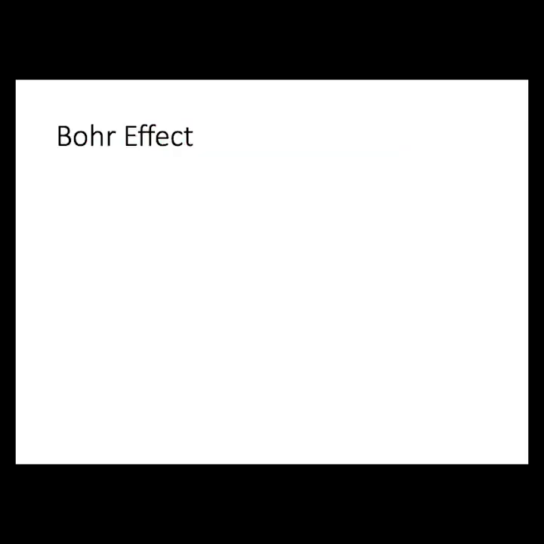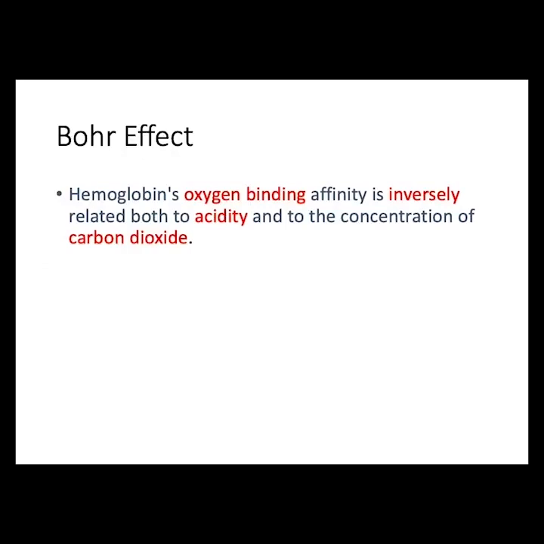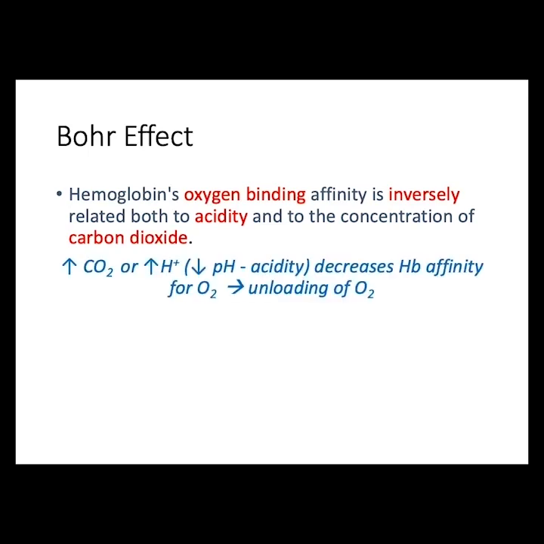The Bohr effect states that hemoglobin's oxygen binding affinity is inversely related both to acidity, or the hydrogen ion concentration, and to the partial pressure of carbon dioxide. If you have an increase in the partial pressure of carbon dioxide or an increase in the hydrogen ion concentration, which is going to drop your pH and make it more acidic, this will decrease the affinity of the hemoglobin for the oxygen, leading to unloading of oxygen, making it available for these metabolically active cells to produce ATP.